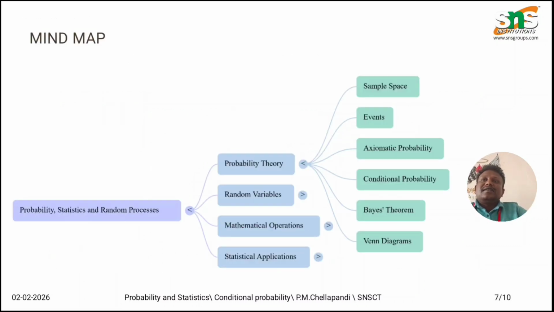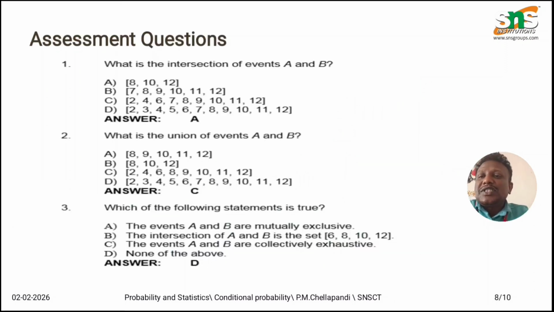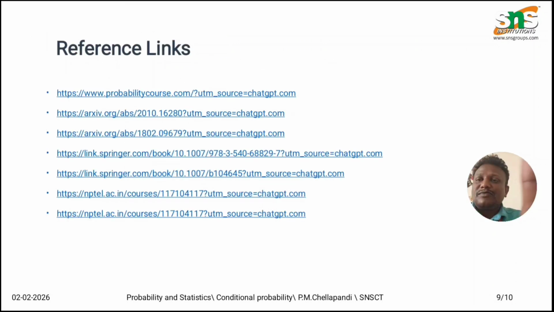So let's come to the mind map. The basic thing is basic probability, then conditional probability, then the multiplication rule, and Bayes theorem. Conditional probability is the base concept of the advanced probability topics that we have discussed. This is followed by some assessment questions for your evaluation. You can take those assessment questions for testing your understanding level. After that, I have shared some reference links that you can use to gain more knowledge.